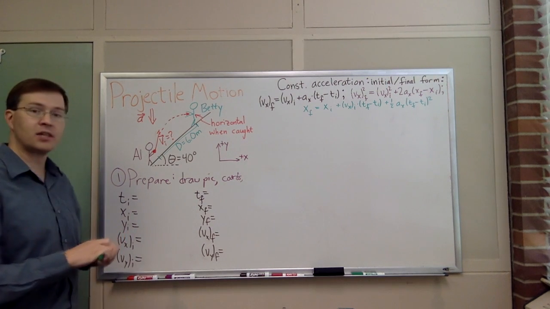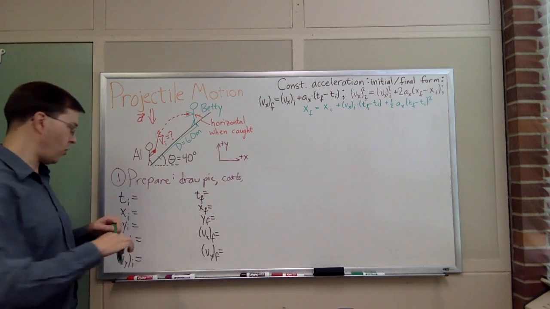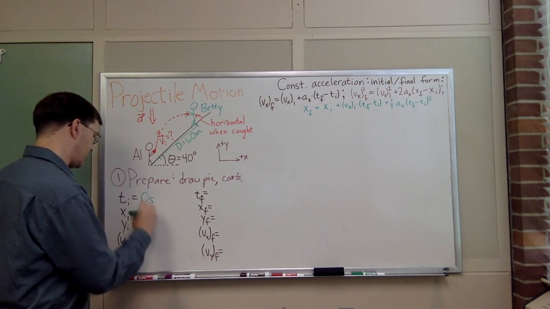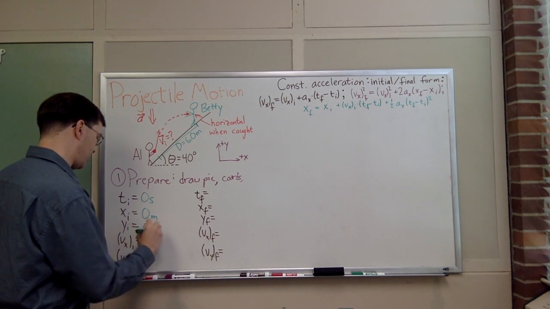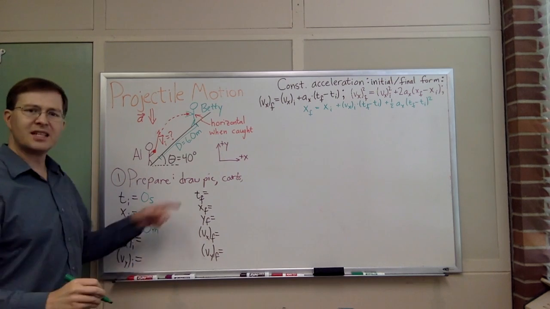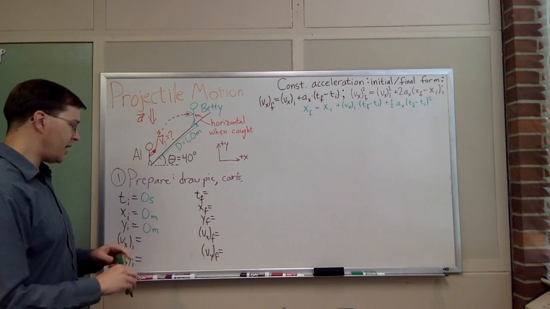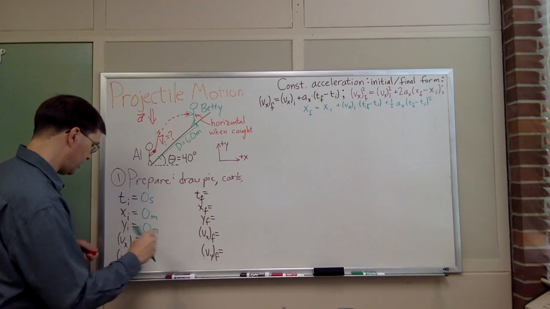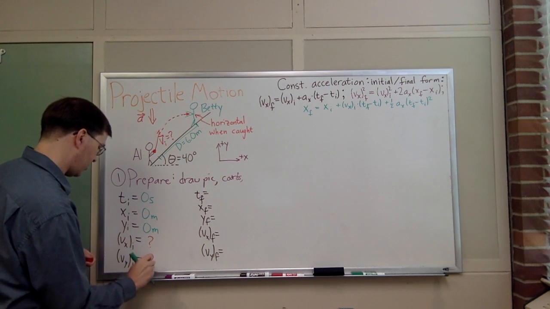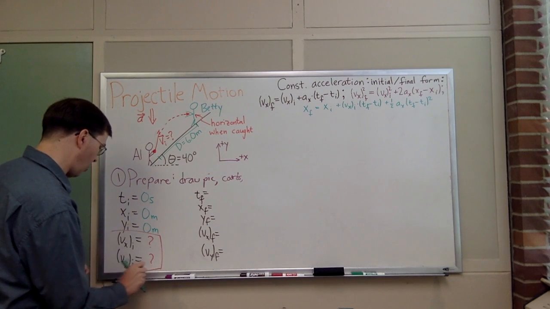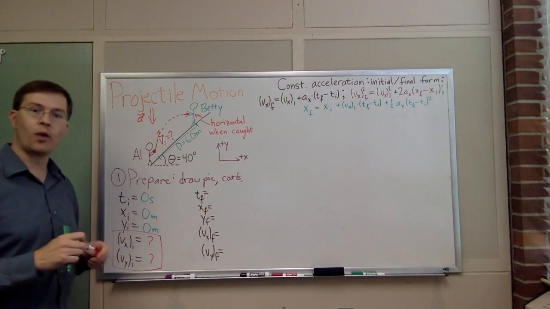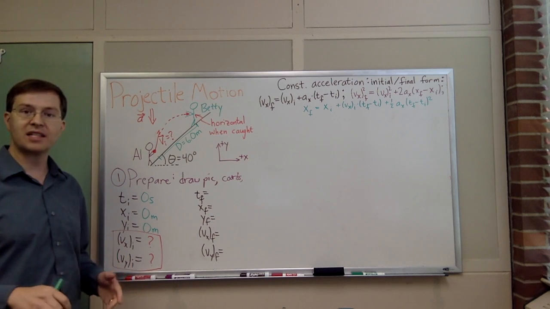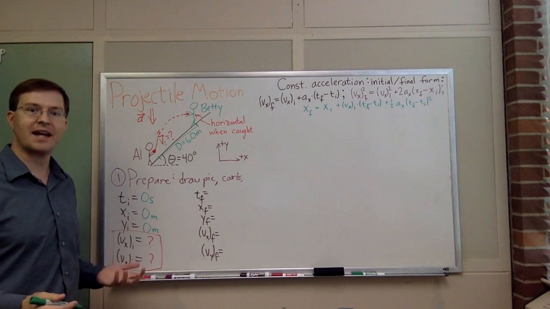Initial time, x and y, I just chose to be my origin. So initial time is 0 seconds, x initial is 0 meters, y initial is 0 meters. These things we'll talk about in a minute. Some of these are definitely unknowns. For example, vx initial and vy initial are in fact my big goals for this whole thing. Those are the things I want to solve for to answer my problem. If I can find the x and y components of velocity, I know the full velocity vector.